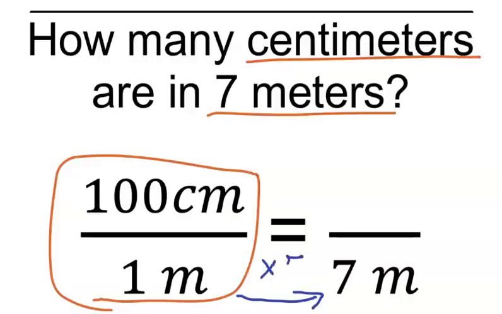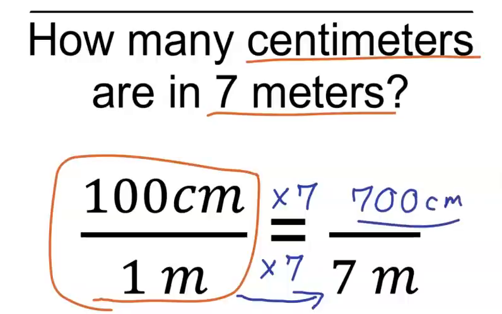So if we're going to do that to the denominator, we're going to do it to the numerator. 100 times 7 is 700 centimeters. That's our answer. How many centimeters are in 7 meters? It is 700.